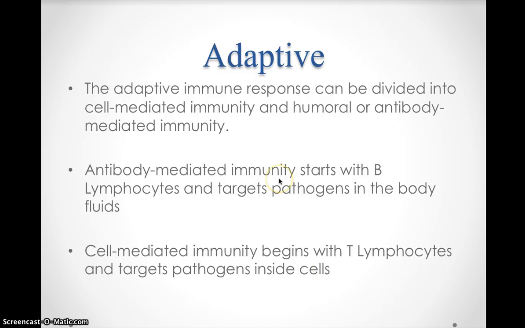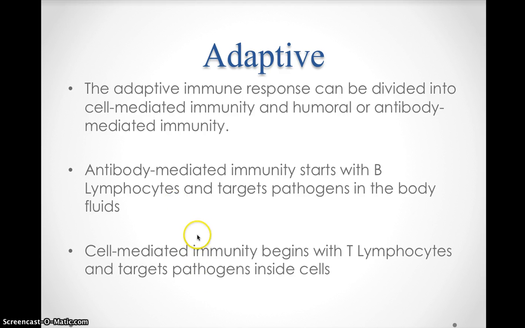Now, the adaptive immune response can be divided into two types, which we mentioned earlier: cell-mediated immunity and humoral, also called antibody-mediated immunity. Now, antibody-mediated immunity starts with B lymphocytes and targets pathogens in the bodily fluids. Cell-mediated immunity begins with T lymphocytes and targets pathogens inside cells. Now, you might be wondering what kind of pathogens get inside your cells. Well, the biggest thing is viruses. Viruses try to get inside your cells and then they hide there. And we're going to watch a video on that on Thursday.